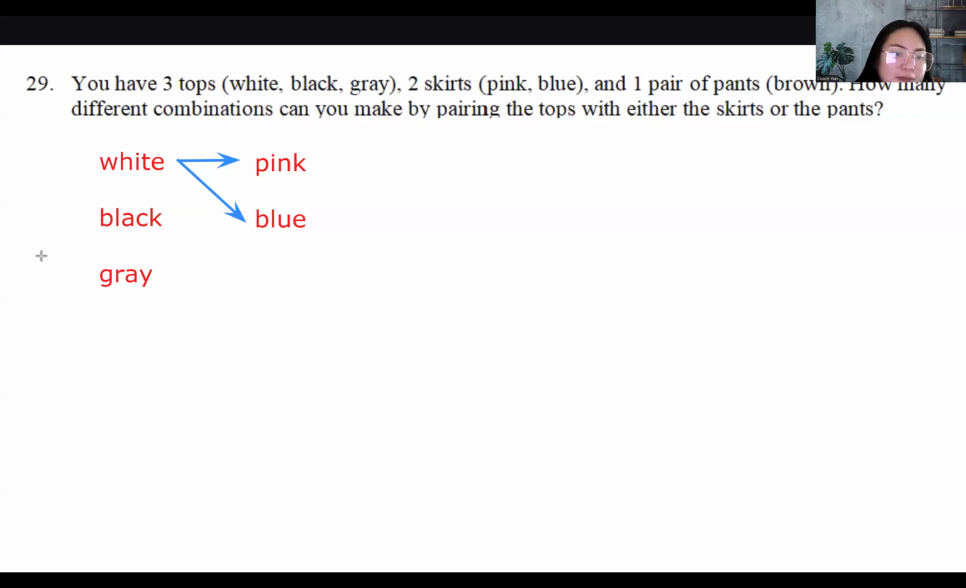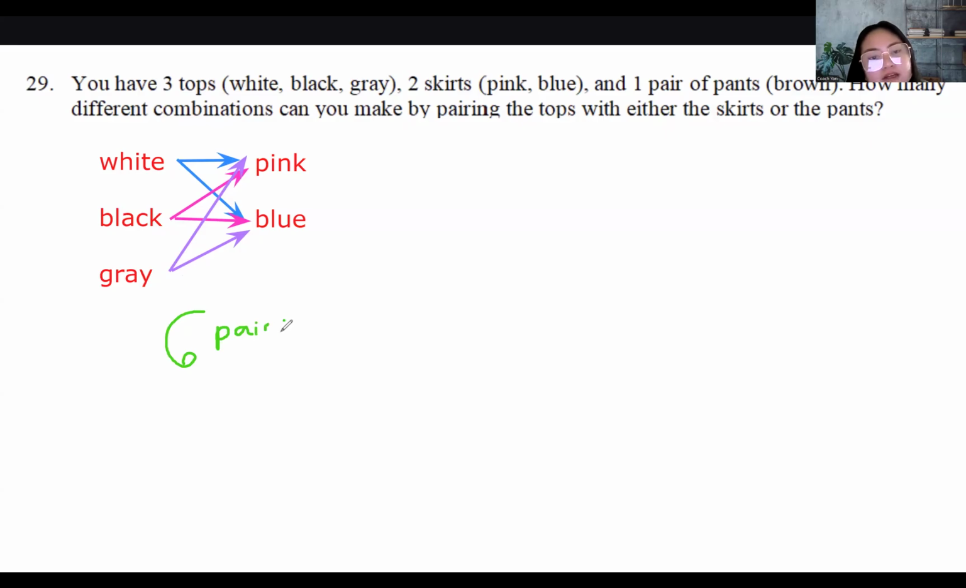If you want to pair the black top, you can pair it also two ways, pink and blue. Right? And if you want to pair the gray top, you can pair it also two ways, pink and blue skirt. So if you count all the arrows there, that is going to be 6 arrows or 6 pairs. And that's just for the shirt and the skirts.